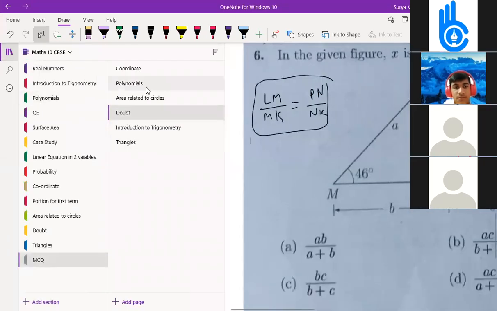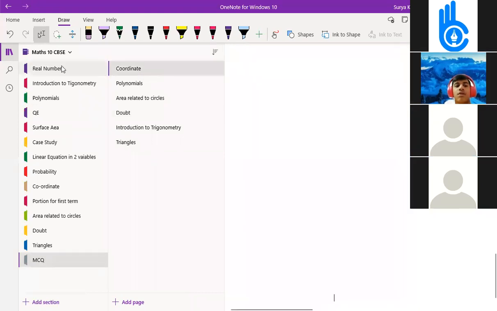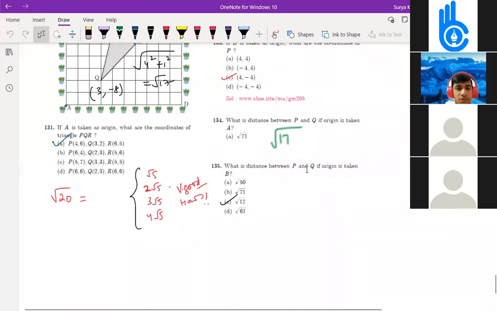The last class, what we are doing, we proceed further with that only. Which topic are we doing? Coordinates only, right? Yeah, you are doing coordinates. Let me open that only.